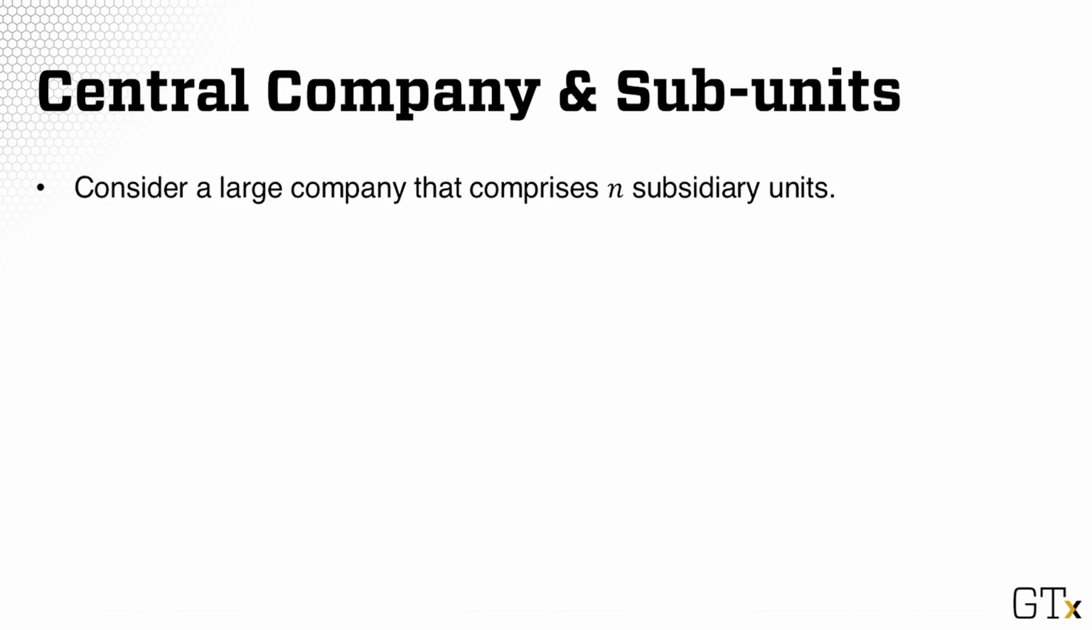In this lesson, we're going to motivate the Dantzig-Wolfe decomposition algorithm by an example. From this example, we'll formulate a large-scale optimization problem, and we'll identify some special structures that are very important to exploit. So here is the example. Consider a large company that comprises n subsidiary units. So it's a large company that has smaller companies or units under it.